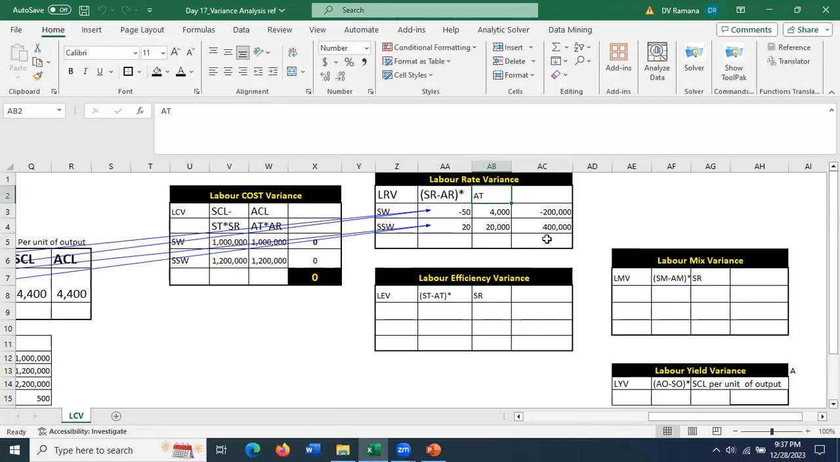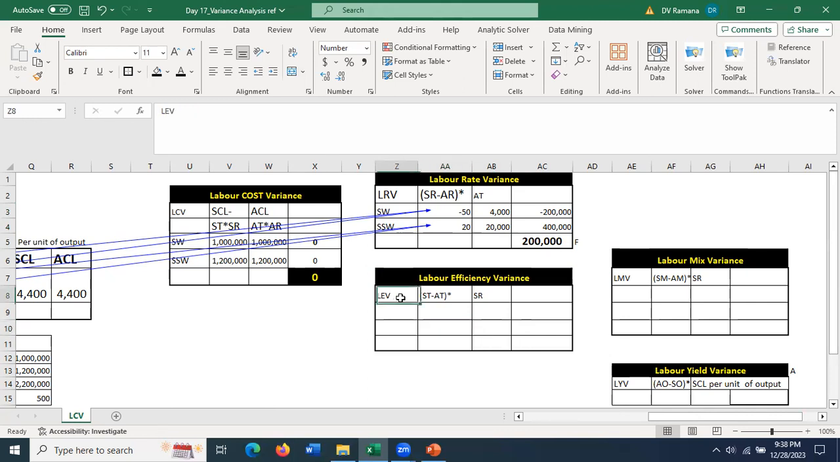So the total labor rate variance is equal to 200,000 favorable. That means the rate variance has positively affected the labor cost variance. Then we may ask a question at this level. How come then the labor cost variance is 0? It's visible that labor cost variance is 0 because there has to be an inefficiency in the system. And that can be derived by examining the labor efficiency variance.